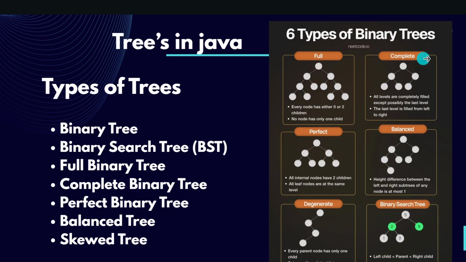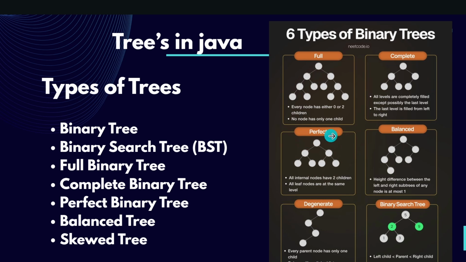If you see the complete tree, it says that all levels are completely filled except possibly the last level. You can see that the last level is filled from left to right. So you start filling from this side: first fill left, fill right, fill left, fill right, fill left, then stop if you do not have any elements. So don't fill the right first.